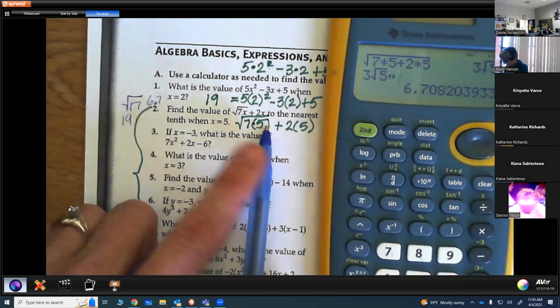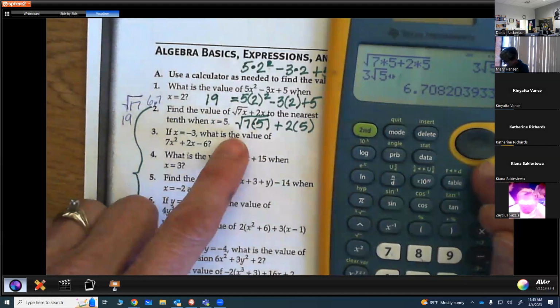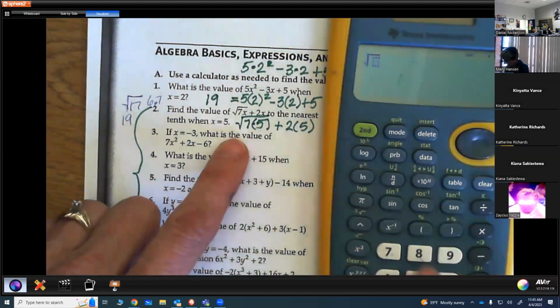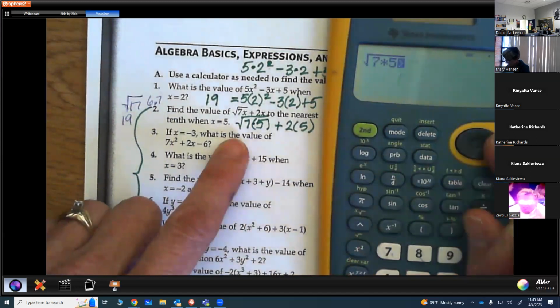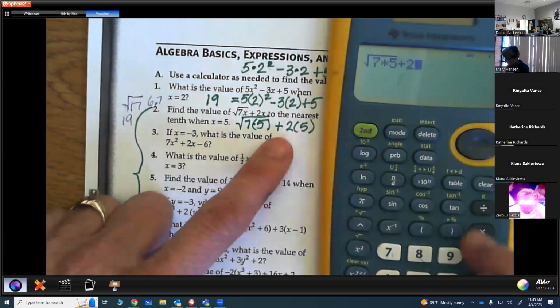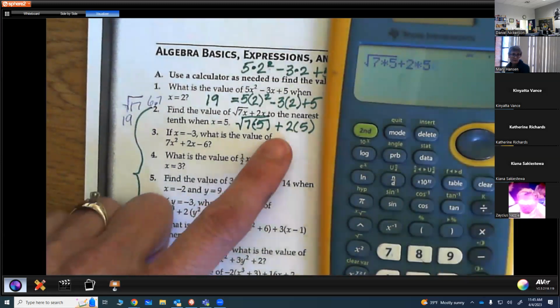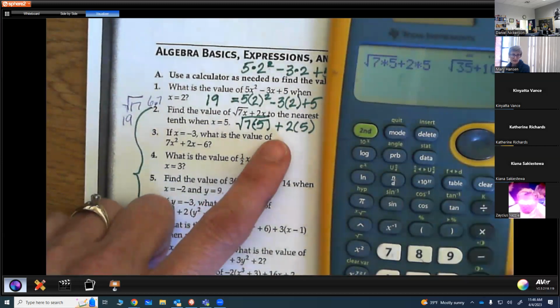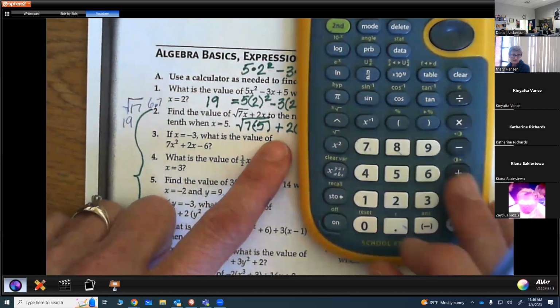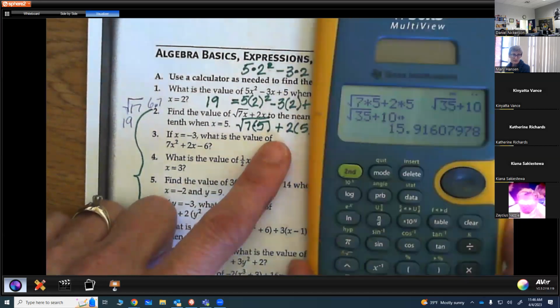Okay, so let me clear these because I want to, again, show you what it looks like correctly. 7 times 5. Use the right toggle key to get out of that square root, plus 2 times 5. I got the square root of 35 plus 10. Exactly. And then I got 15.91. Right, then you use your double arrow key and you'll get that 15.91.